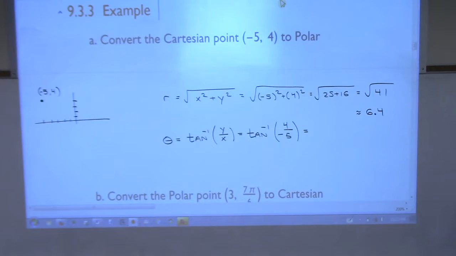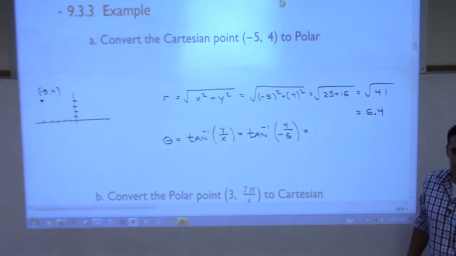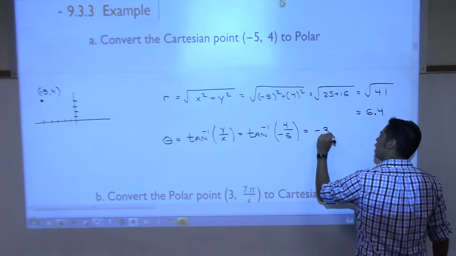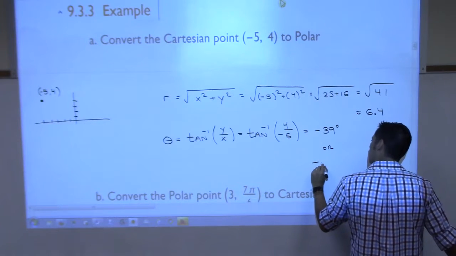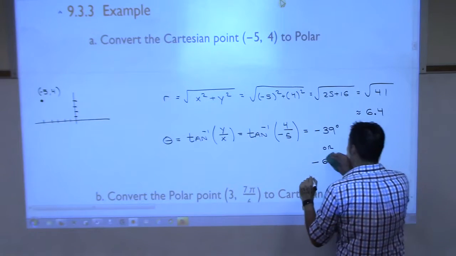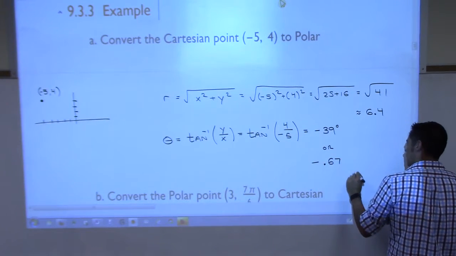You got what? 39 degrees? Anyone else get 39 degrees? I got negative 39. Negative 39 degrees? That sounds more like it. Negative 39 degrees. I got negative 0.67 radians. Point, no, 0.67. Okay, I was going to say 6.7. 0.67. This would be in radians.